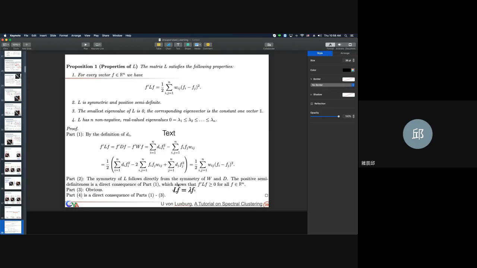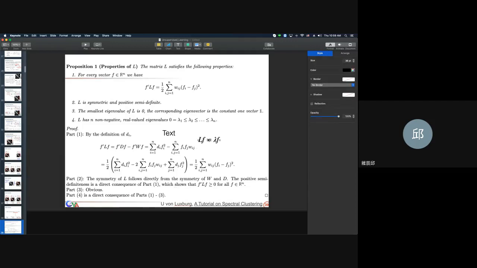So if you consider from here, if I put the eigenvector, which is the constant 1 vector, what is the constant 1 vector? That means a vector with all its elements equal to 1. So if you have L multiplied with the constant 1 vector, right?